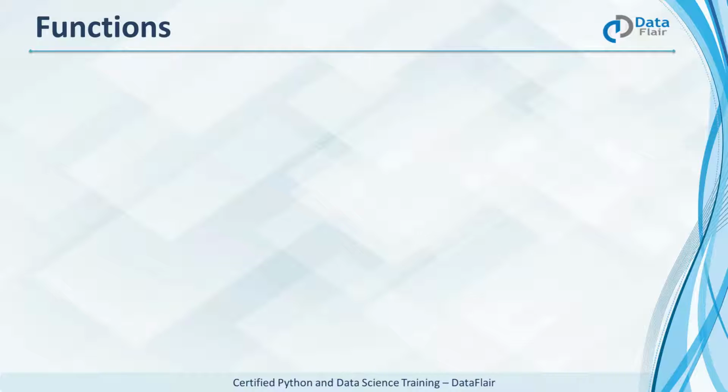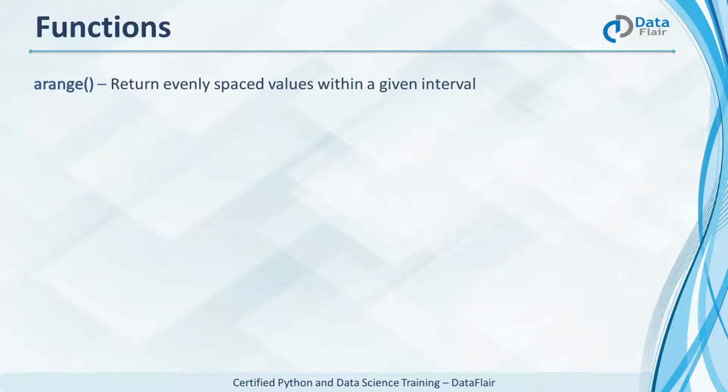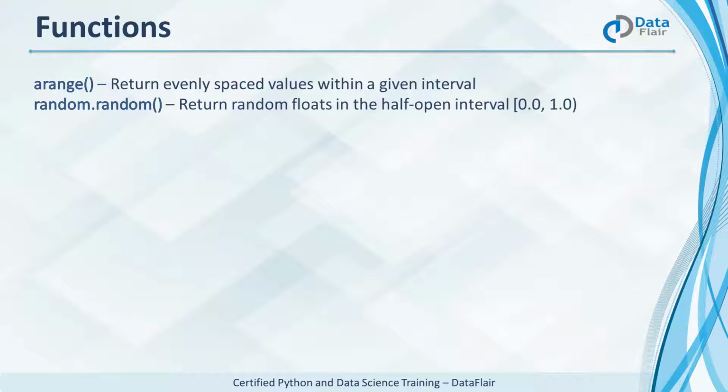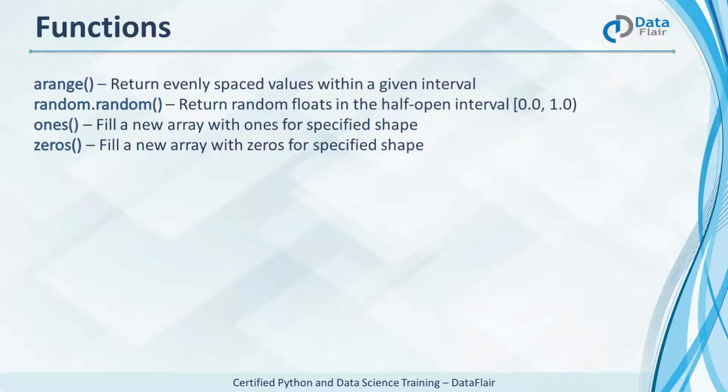NumPy has some useful functions. Let's discuss them. Arange is like range and returns evenly spaced values within a given interval. Random returns a random float in the half-open interval of 0.0 to 1.0, where 0.0 is included but 1.0 is not. Ones fills with ones and gives us a new array of specified shape. Similarly for the function zeros.